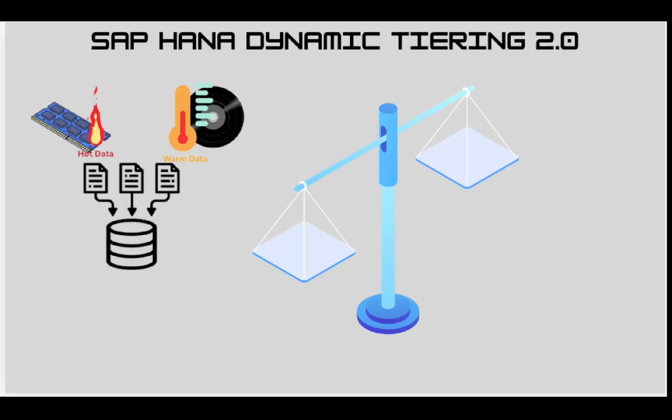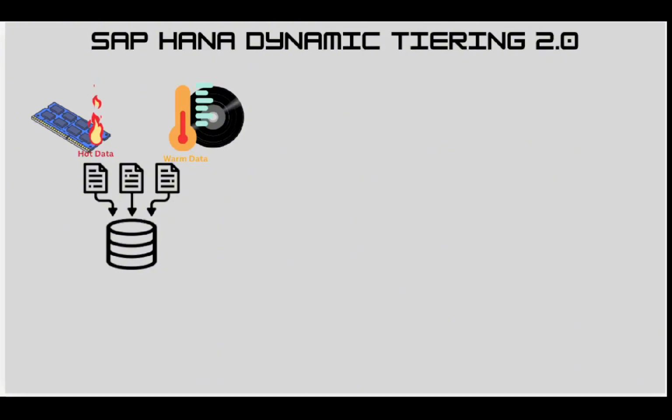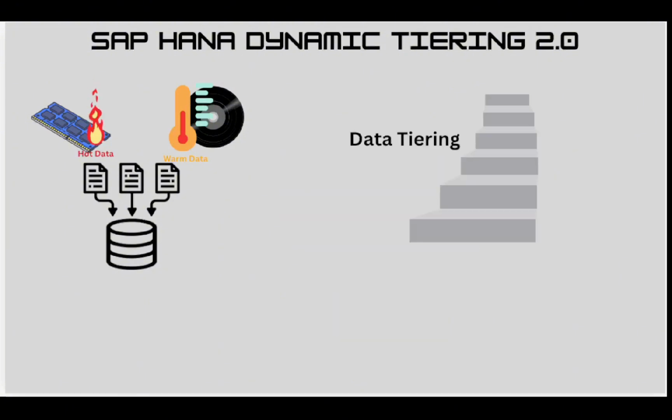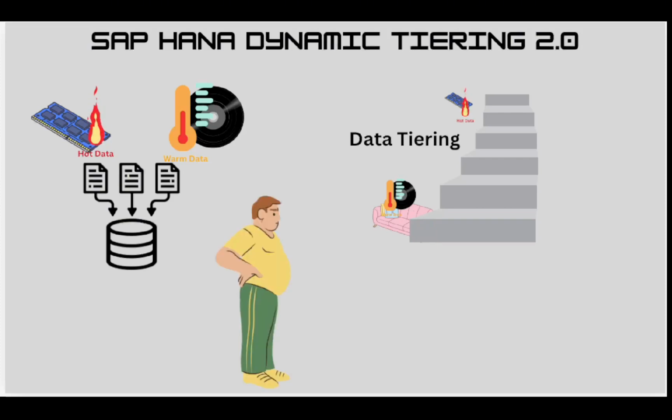Now, how do you segregate hot data and warm data? Here's where SAP HANA Dynamic Tiering, or DT, comes into play. DT is an add-on for managing warm data, helping you offload that less frequently accessed data from in-memory to disk. It's like giving your warm data its own comfy home on a disk instead of crowding up the memory space. DT basically extends HANA's memory by adding a disk-based storage solution. Super handy when you are dealing with a massive database of over 512 GB.